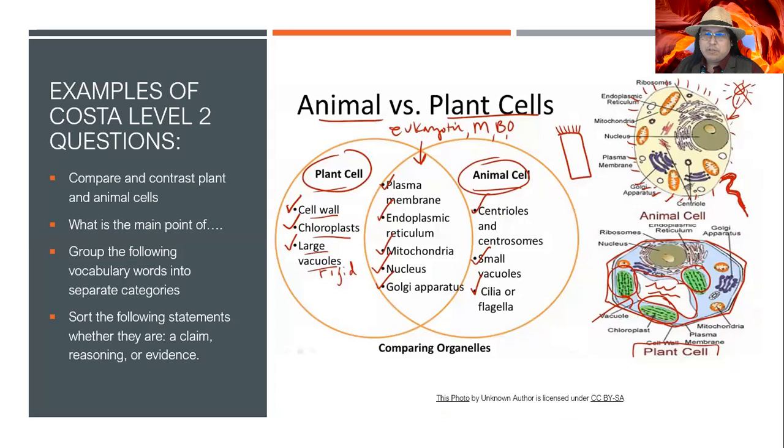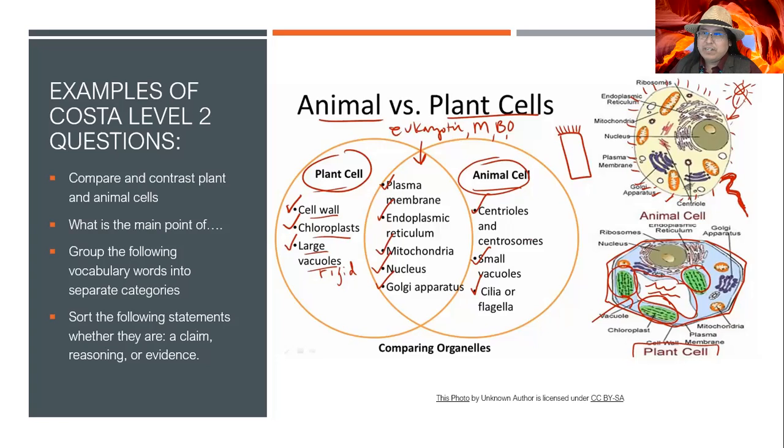You have centriole, centrosomes, small vacuoles, cilia or flagella in an animal cell, whereas a plant only has a cell wall or chloroplasts and large vacuoles. And the things that they have in common, they have plasma membrane, endoplasmic reticulum, so forth. Some examples of level 2 questions would be compare and contrast plant and animal cells.